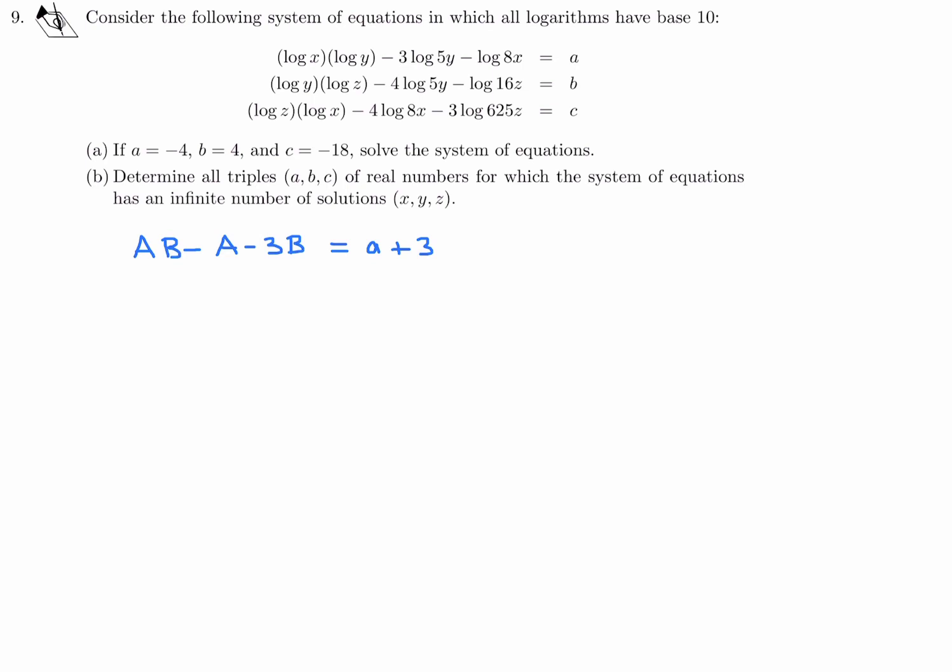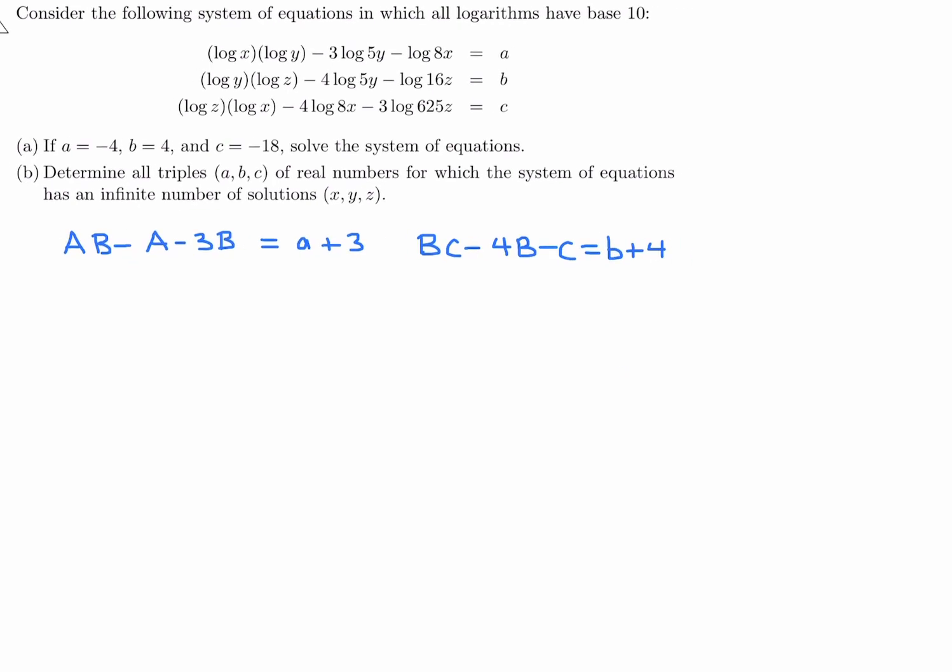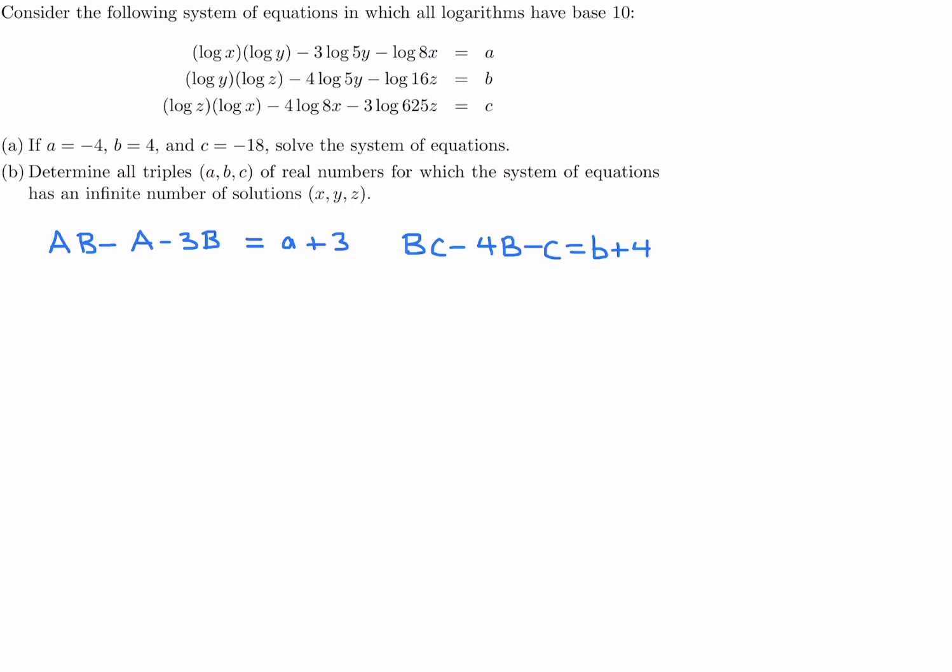I'm not going to substitute values for a, b, and c because now we have to actually find them. And very similarly, we have another one that bc minus 4b minus c is equal to b plus 4. And then the third one, which was ac minus 4a minus 3c is equal to c plus 12. So that's pretty much from Part A. The only difference is that we had substituted values for a, b, and c. This time I'm not going to do that because now I've got to figure out what a, b, and c are. So the first thing I will do is rewrite these.